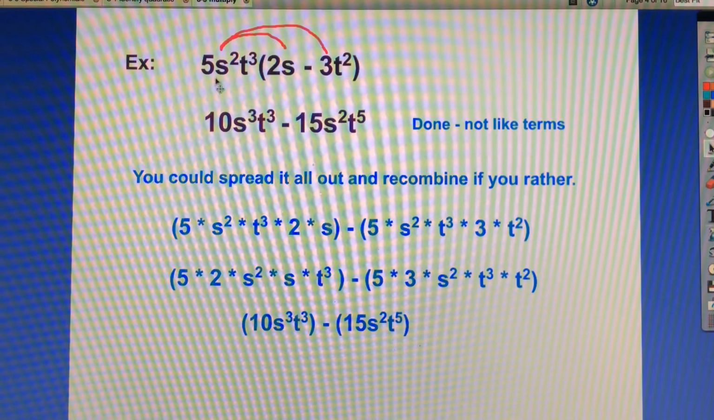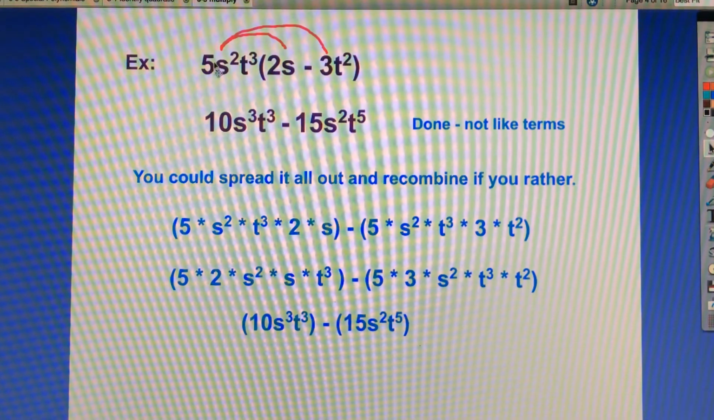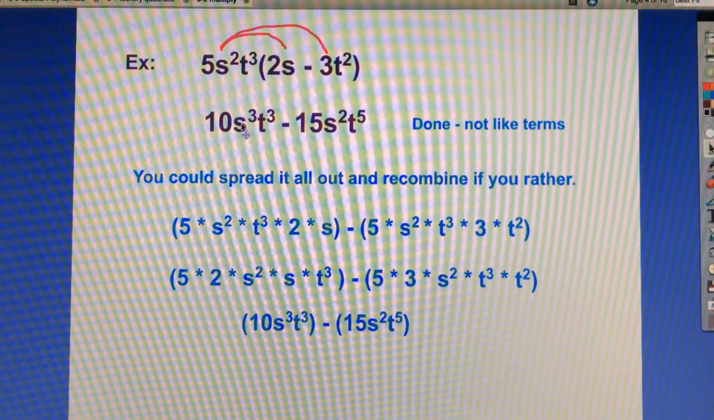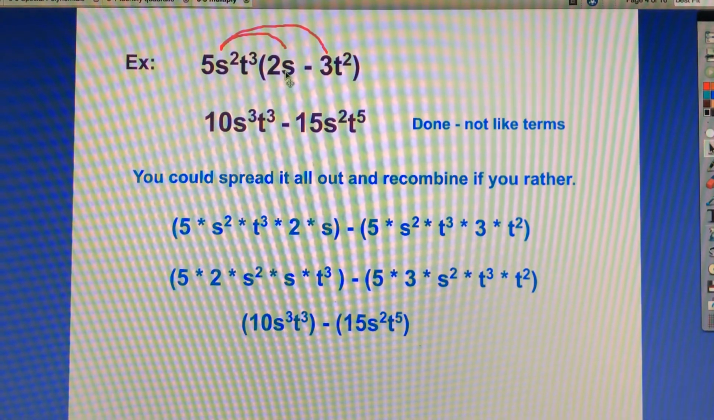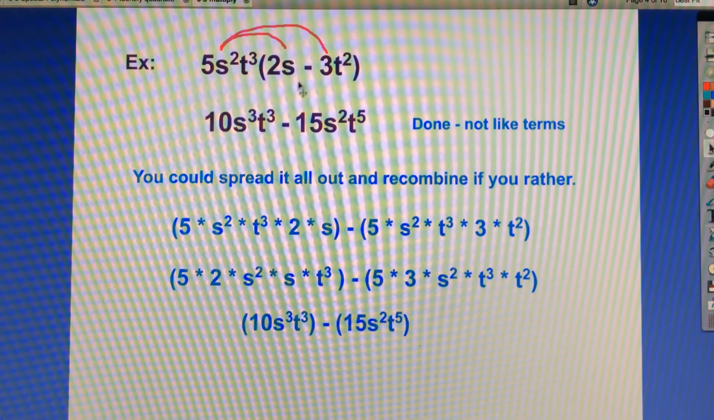Here we go. I have a nice distributive property for you. I show it to you both ways. You can do it easy. 5 times 2 is 10. s squared times s to the 1 is s to the third. t to the third, there is no t here, so just bring it down.